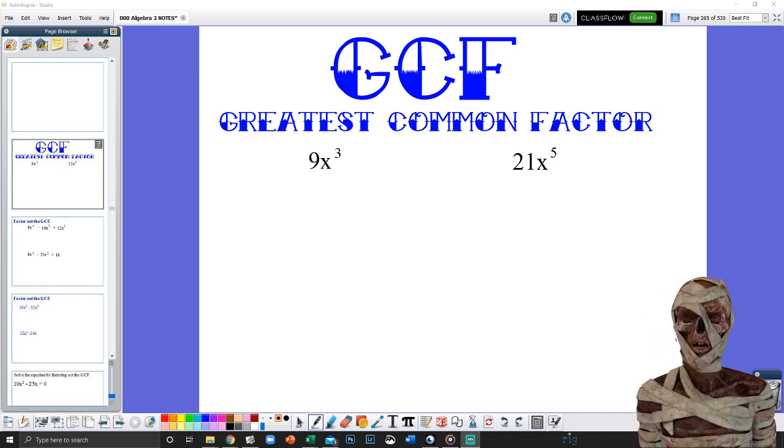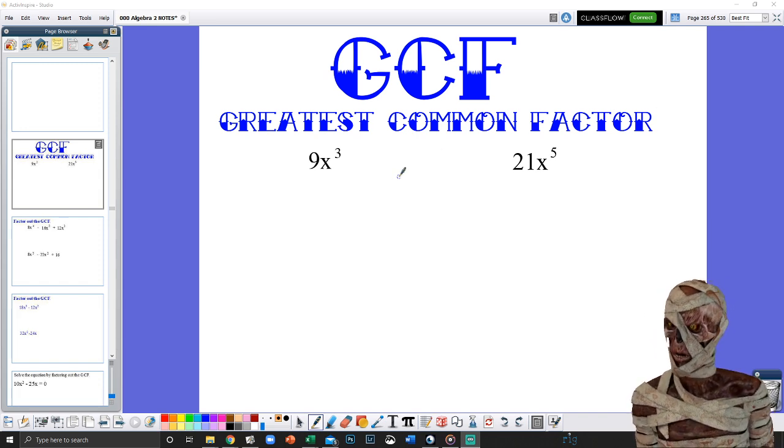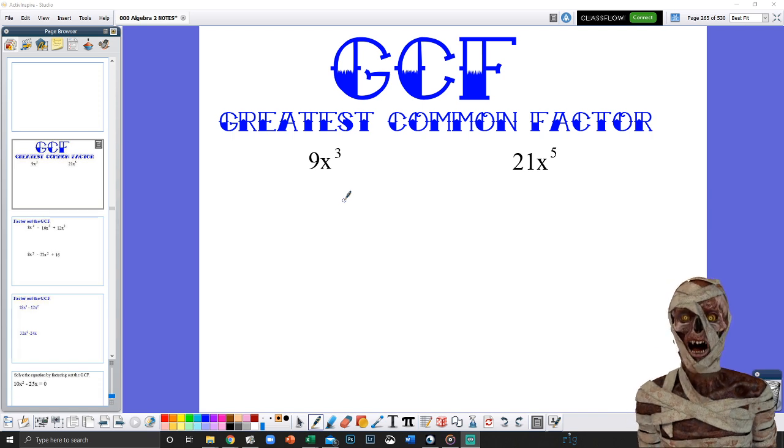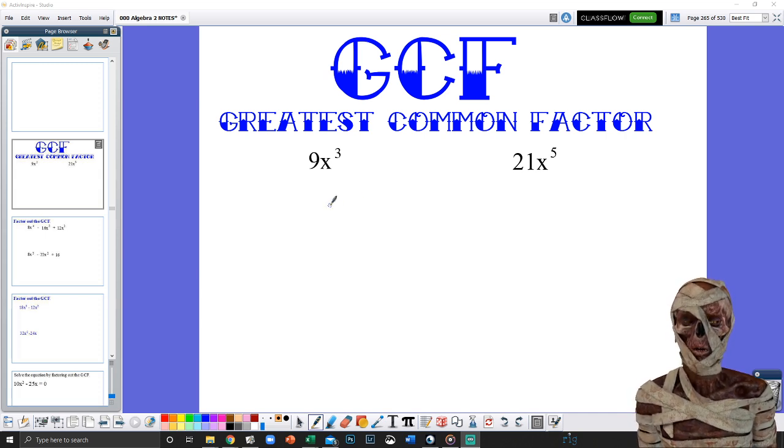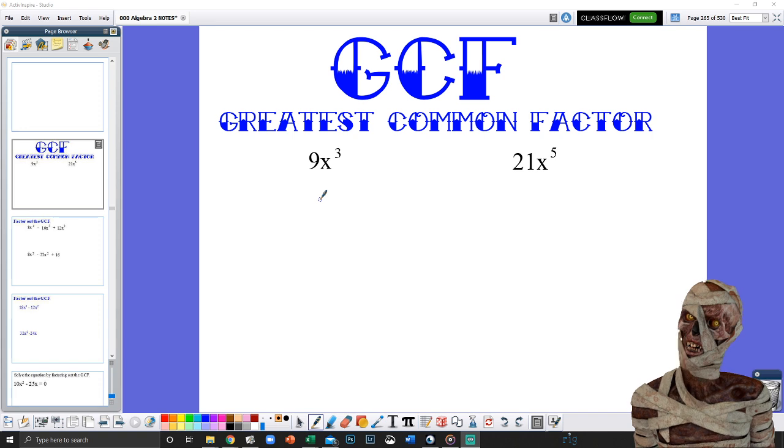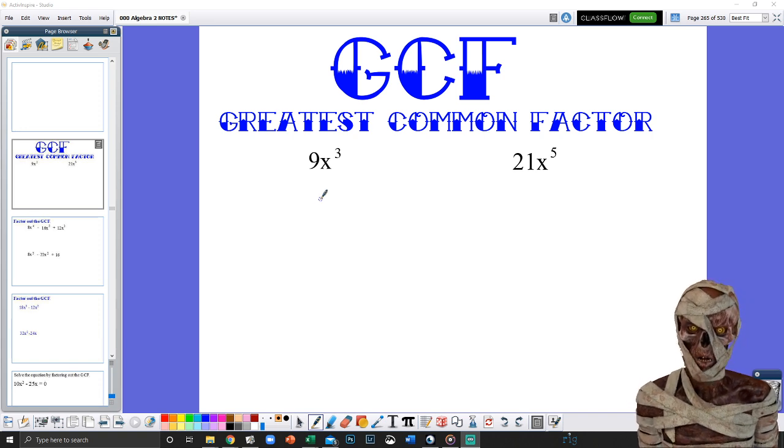All right, so let's talk about greatest common factor. Now, you're going to just have to trust me. Some of you are going to pick up on this pretty quickly, but there's a reason why we're in Algebra 2 in summer school, so I'm going to need you to trust me and try doing this my way, even if it's not the same way that you've done it in the past.